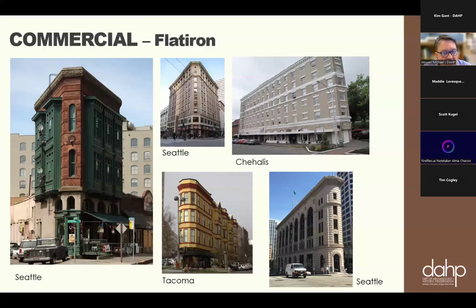Flat iron buildings. Now we're not necessarily looking at the elevation and the stacks of components, but we're looking at the floor plan, the shape of the building, which comes to a nice skinny point on a corner. So flat iron buildings look like an iron, like an old style iron, or even a new iron for that matter. So that sort of shape of an iron. Easy to spot.